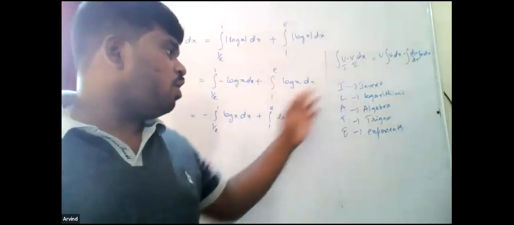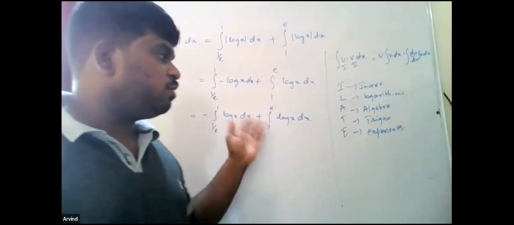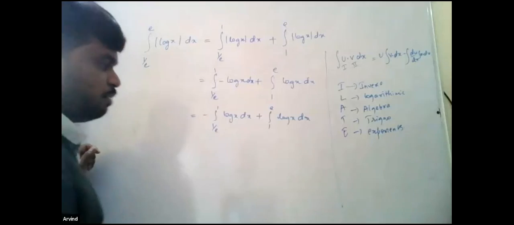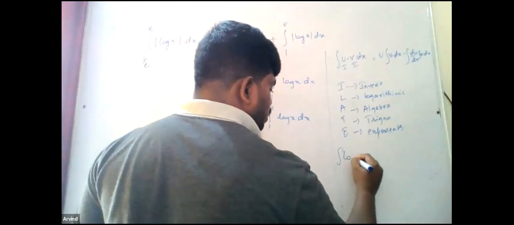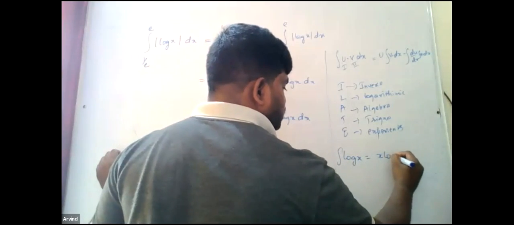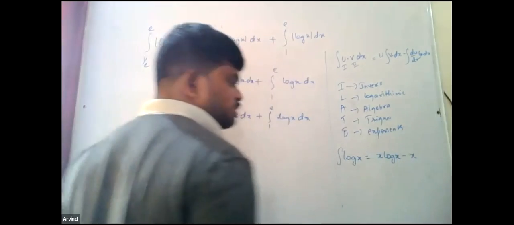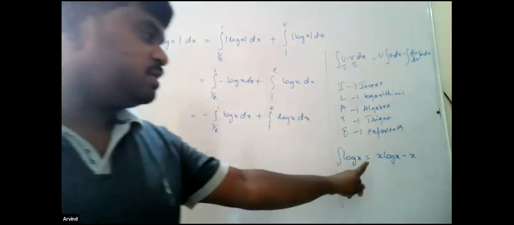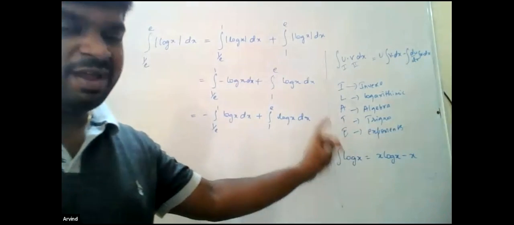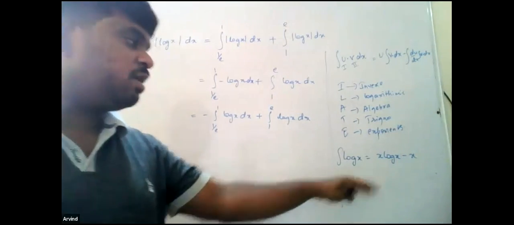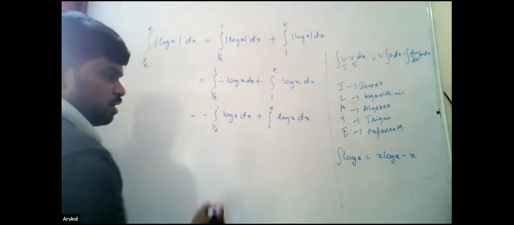Okay. Using that rule, log x direct ಆಗಿ ನಮಗೆ ಏನು ಸಿಗಲ್ಲ. Using that rule, you have to do it. ಇದು ಗೊತ್ತಿಲ್ಲ ಅಂದ್ರೆ ನೆನಪಿಟ್ಕೊಳ್ಳಿ. Integration of log x will be x log x minus x. So you have to remember this integration of log x, very important. Many times integration of log x barutte. Integration of log x is x log x minus x.